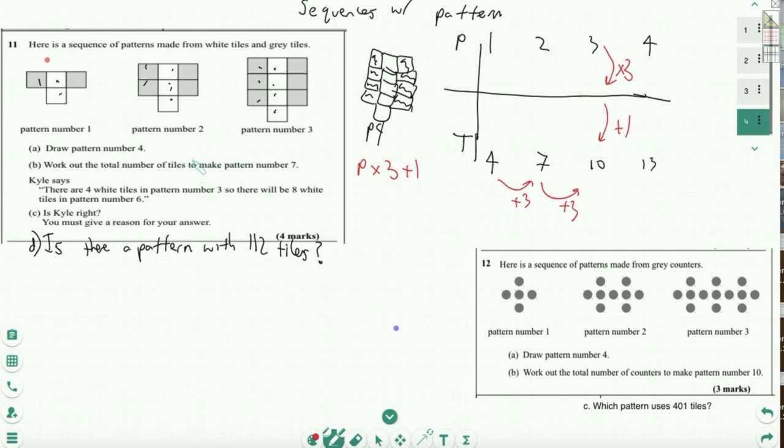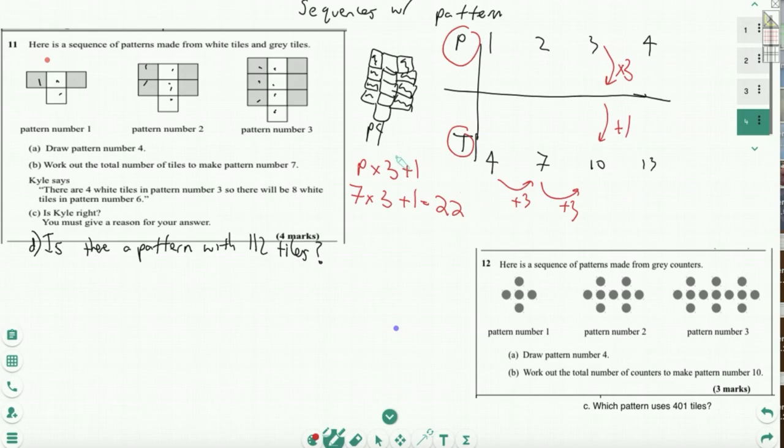We're trying to find the number of tiles for pattern 7. So all I'm going to do is replace p with 7. 7 times 3 plus 1 is equal to 22. And guys, it doesn't really matter what you name these columns. It could be n and t still. But I just called it pattern and tiles. It really doesn't matter. Next problem.